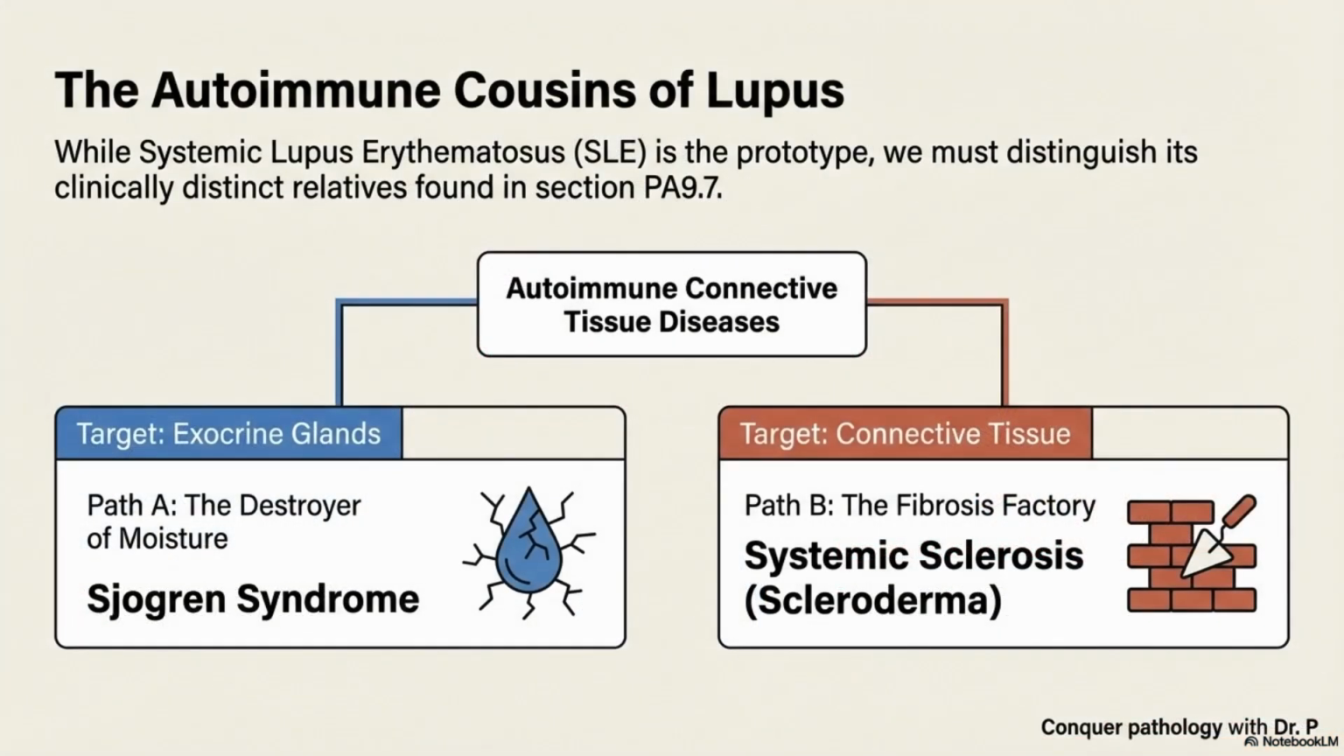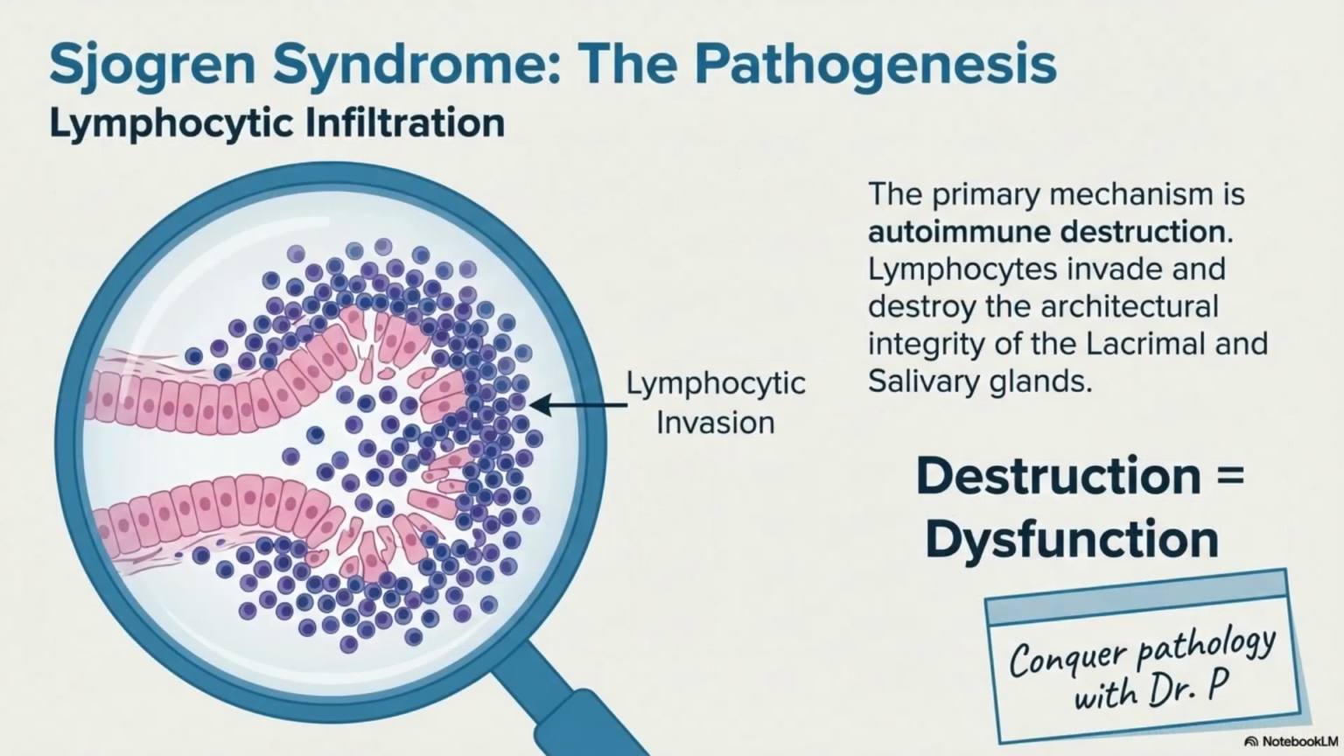We call them cousins because they share the same autoimmune roots as lupus, but their personality is different. We have two main paths today. Path A is Sjogren syndrome. I call this the destroyer of moisture. It targets the glands. Path B is systemic sclerosis, also known as scleroderma. This is the fibrosis factory. It targets connective tissue. Let's start with cousin number 1, Sjogren.